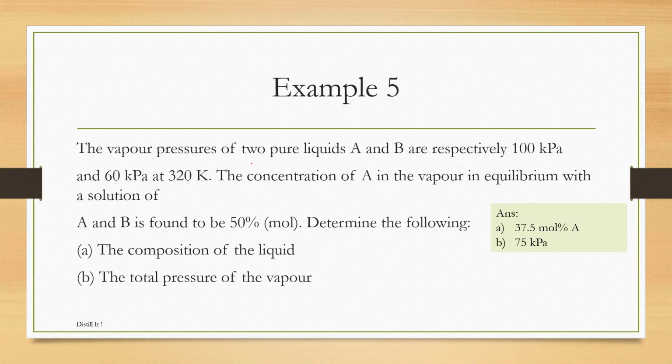The vapor pressures of two pure liquids A and B are respectively 100 kilopascal and 60 kilopascal. So this is P naught A and this is P naught B. The concentration of A in the vapor in equilibrium with a solution of A and B is found to be 50 mole %. So that means this is the concentration of A in vapor. YA is equal to 0.5. Determine the total pressure, the composition of the liquid as well as the total pressure of the vapor.